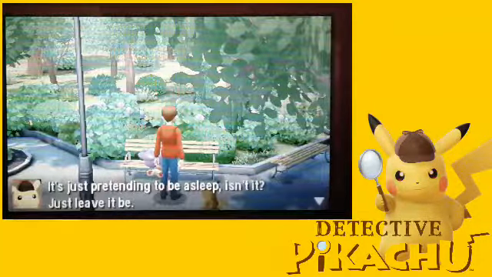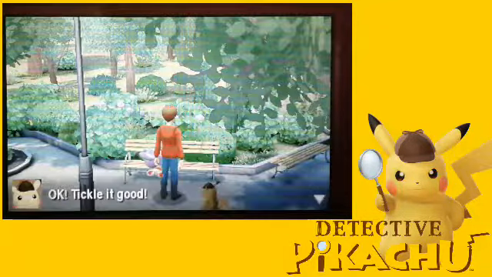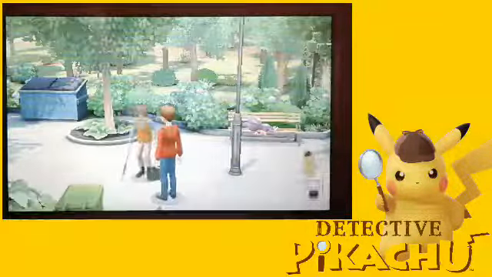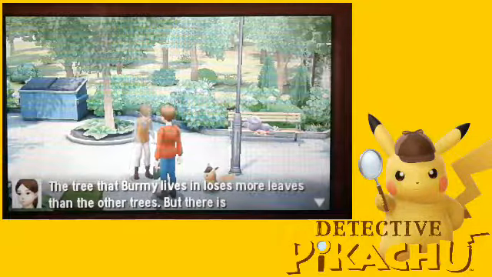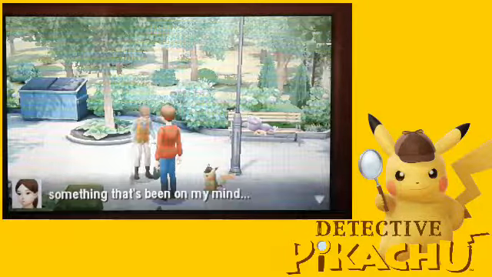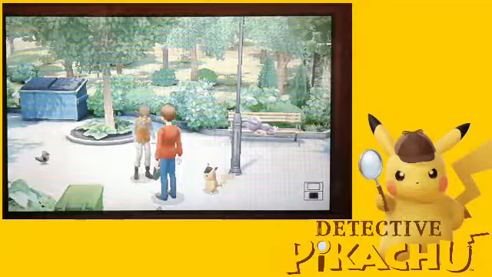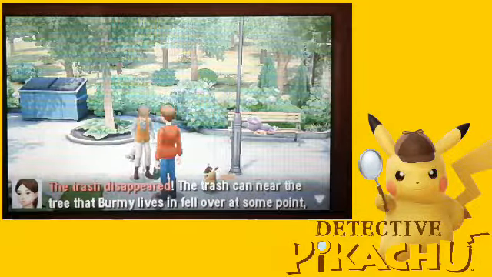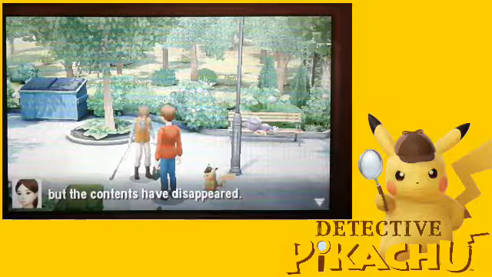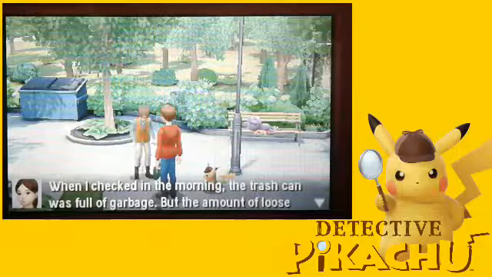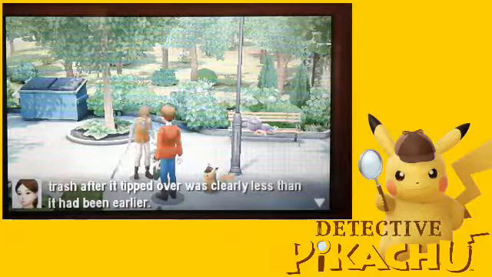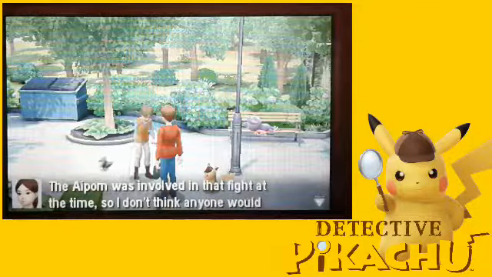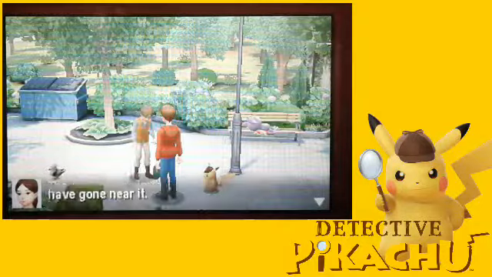Hey, wake up. No dice. Just pretend you're asleep, isn't it? Just leave it be. Do you know anything about Burmy? The tree that Burmy lives in loses more leaves than other trees, but there's something on my mind. The trash disappeared. The trash can near the tree that Burmy lives in fell over at some point, but the contents have disappeared. When I checked it this morning, the trash can was full of garbage, but the amount of loose trash after it tipped over was certainly less than it had been earlier. Maybe something tidied it up? I was involved in that fight at the time, so I don't think anyone has gone near it.